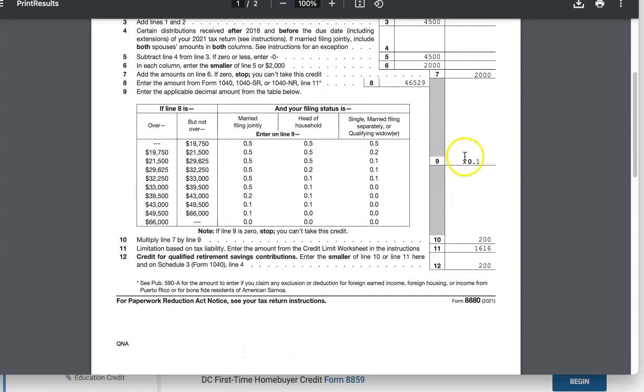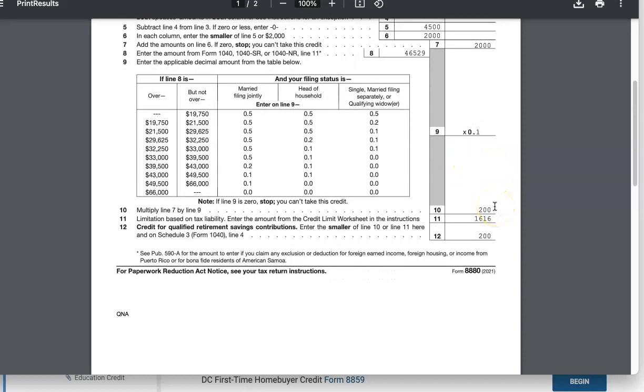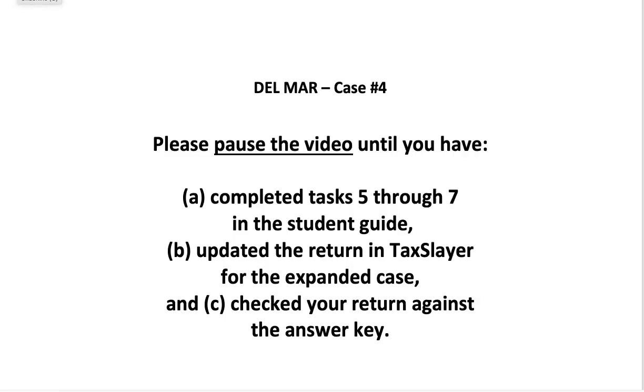And some calculations. Basically, she gets credit for a maximum of $2,000 of donations, and she gets 10% as a credit. So that's $200, and that is a non-refundable credit, which means it reduces taxes, but if she doesn't owe any taxes, then she's not going to get that $200. This completes the review of the core case.